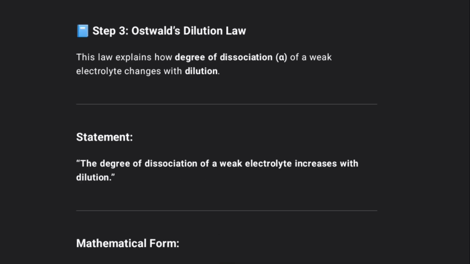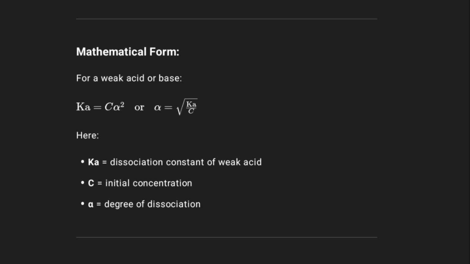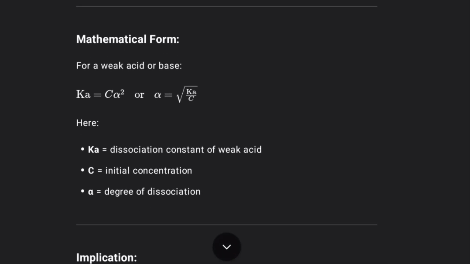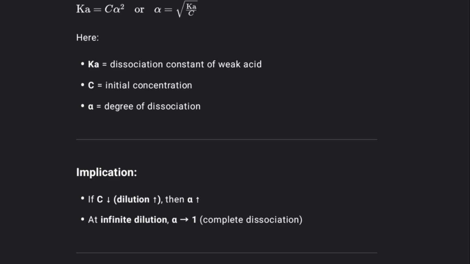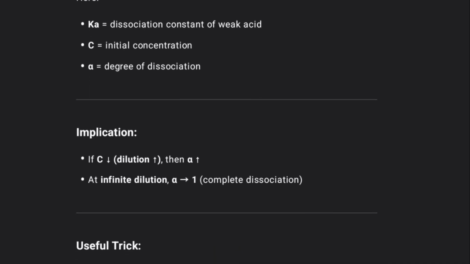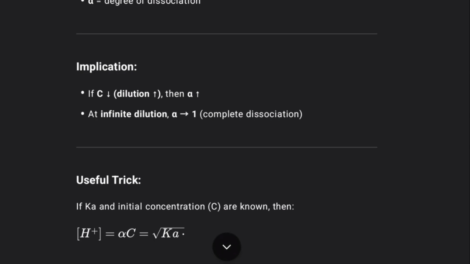Ostwald's dilution law. This law explains how the degree of dissociation alpha of a weak electrolyte changes with dilution. Statement: the degree of dissociation of a weak electrolyte increases with dilution. Mathematical form for a weak acid or base: K equals C alpha squared, or alpha equals square root of K over C. Here, K is the dissociation constant of the weak acid, C is the initial concentration, and alpha is the degree of dissociation. Implication: if C decreases with dilution, then alpha increases, and at infinite dilution, alpha approaches 1, complete dissociation. Useful trick: if Ka and initial concentration C are known, then [H+] equals alpha C, which equals square root of Ka times C.